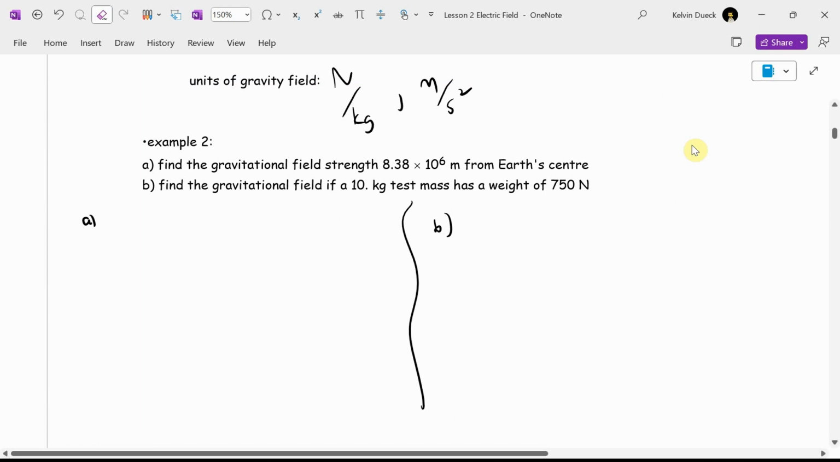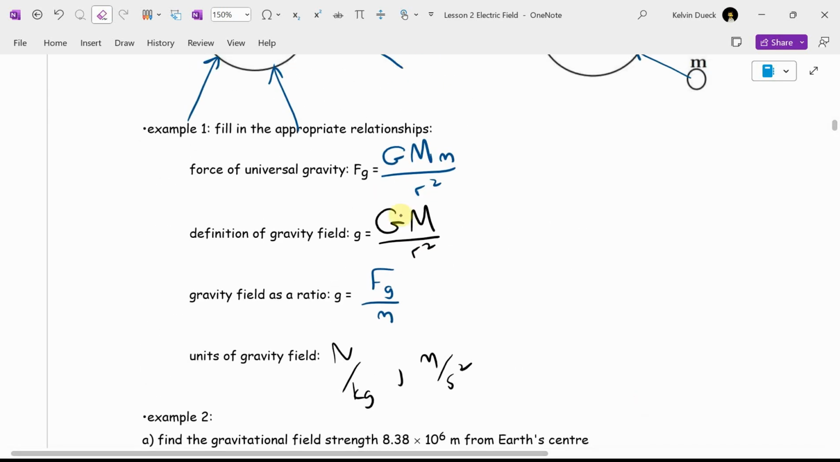So we have two ways to find gravitational field. What did they give me in part A? What are the units next to this 8.38 times 10 to the 6th? So which one of these two versions am I going to use? Be stupid obvious. The one that has the same word you just said.